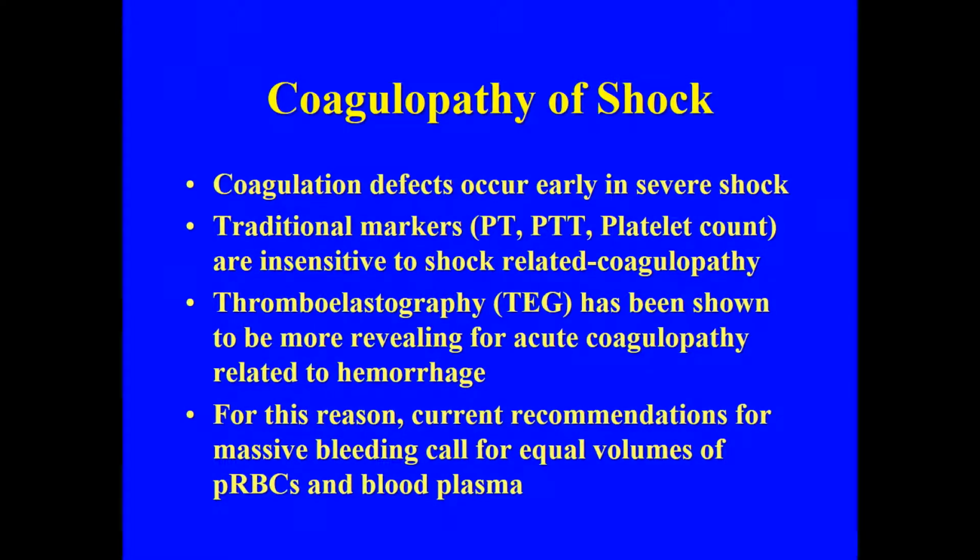Thromboelastography, or TEG, has been shown to be more revealing for acute coagulopathy related to hemorrhage. And this modality can reveal both clotting defects as well as hypercoagulability. For this reason, concurrent recommendations for massive bleeding call for equal volume of packed red blood cells and blood plasma.